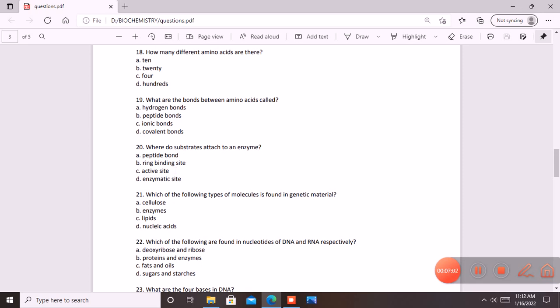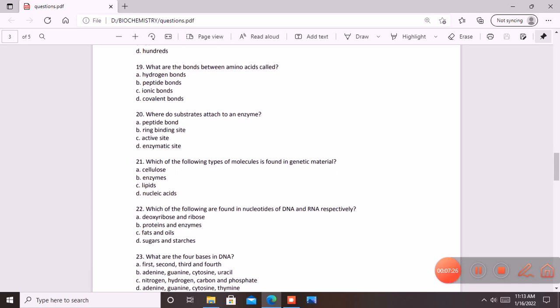Question 20. Where does a substrate attach to an enzyme? So every enzyme has a site where the substrate attaches, and that site is called the active site. So the active site of an enzyme is where the substrate attaches and gets converted to its product. So question 20, the answer is C.